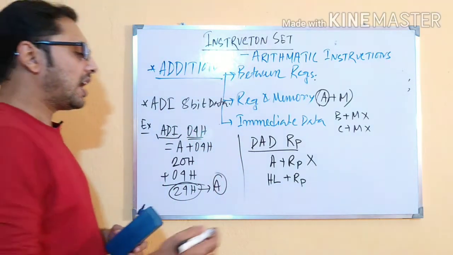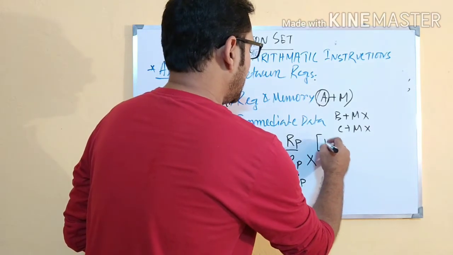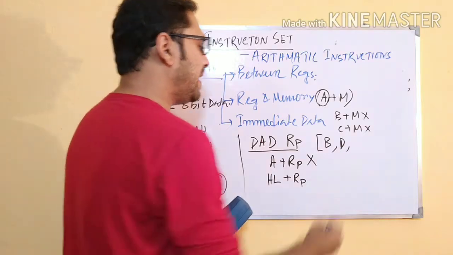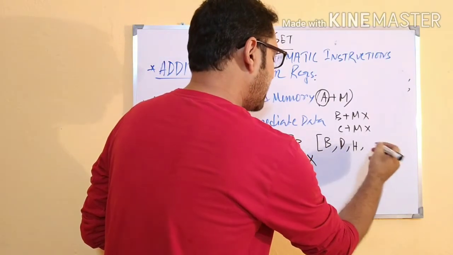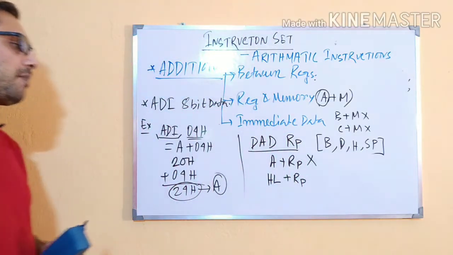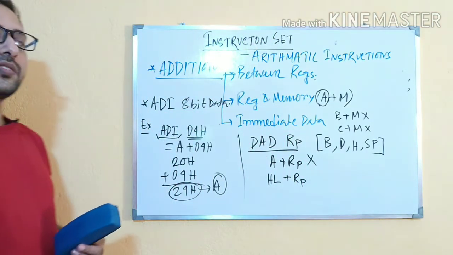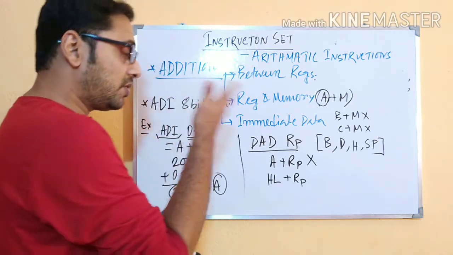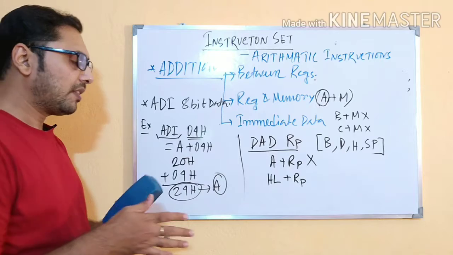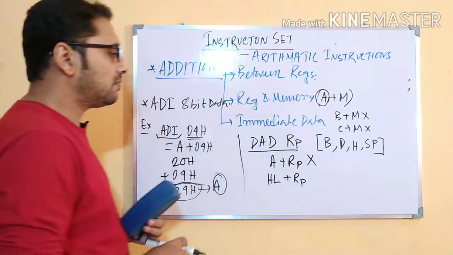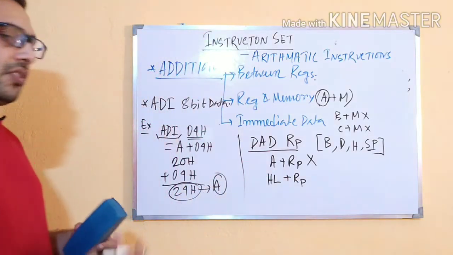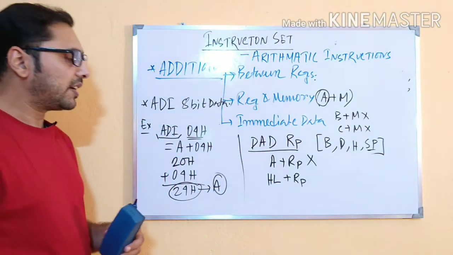So here RP can be BC register pair, it can be DE register pair, it can be HL register pair, and it can be stack pointer also. In a separate video we will try to understand about stack pointer. As you know, it's a 16-bit register that points to a special type of memory that is called stack. So let's remove this one. Don't think about stack pointer right now. We might not be able to understand the concept of stack pointer right now.